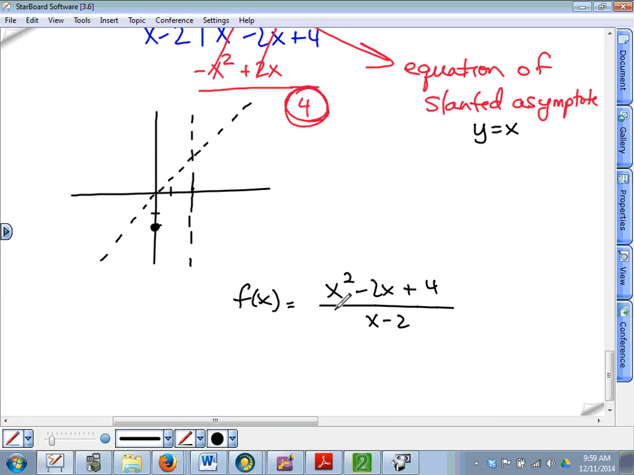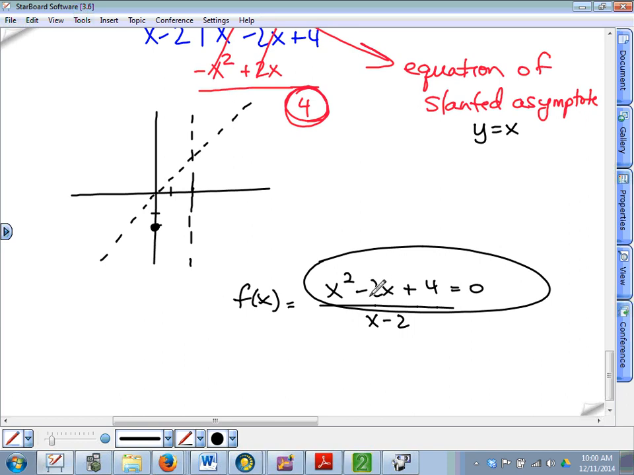Now, to find the x-intercepts, if it's rational like this and it's only one rational piece, all you have to do is set the numerator equal to 0. We said there are instances when you cross a horizontal asymptote. Can you cross a slanted asymptote? Usually not. Okay, does this factor?